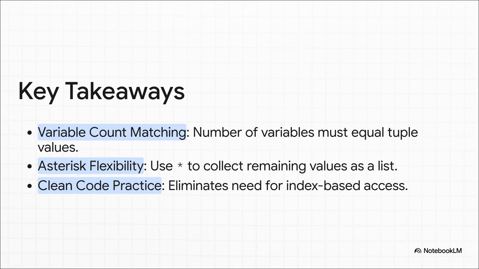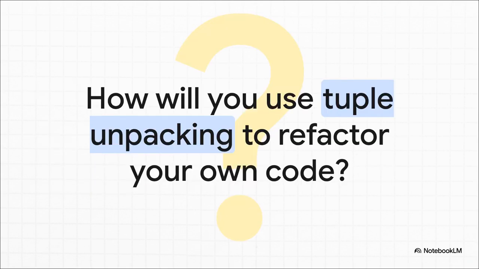And finally, remember the whole point of this. We're trying to write cleaner, more intuitive code. Unpacking lets you ditch confusing index numbers and use meaningful variable names instead. And that's really all there is to it. Tuple unpacking is one of those small features that can have a huge impact on how readable your code is. So the real question I have for you is this. Thinking about your own projects, what's the first piece of code you're going to refactor using this technique?